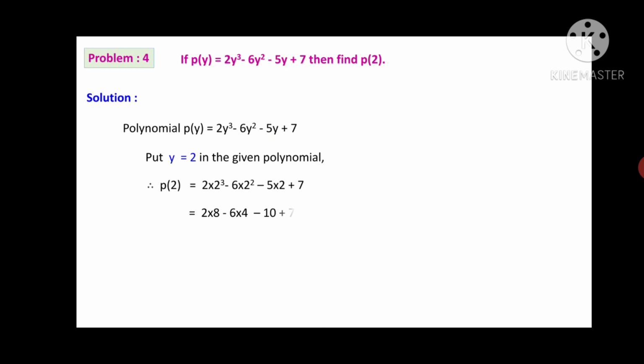Therefore 2 into 2 cube is 8, minus 6 into 2 square is 4, minus 5 2s are 10, plus 7. Here we will get that 8 2s are 16, minus 6 4s are 24, minus 10, plus 7. After simplification, you are getting the value as minus 11. Therefore friends, you can write p of 2 is equal to minus 11.